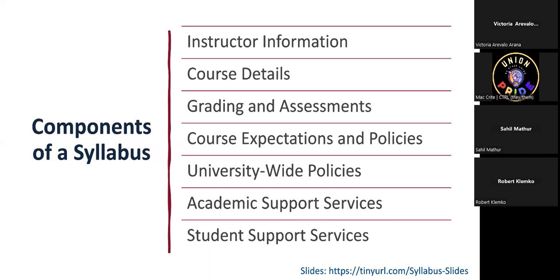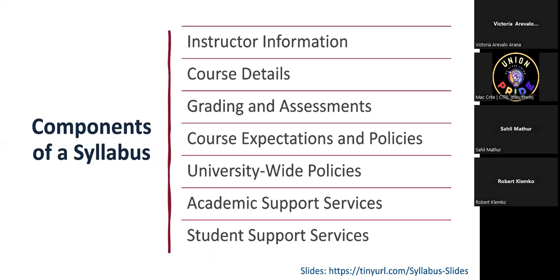academic support services, such as the ASAC or the Dean of Students Office, and then student support services, such as the food pantry or writing services or various tutoring services. And you can kind of pick and choose which ones of those you think are most applicable to your course.